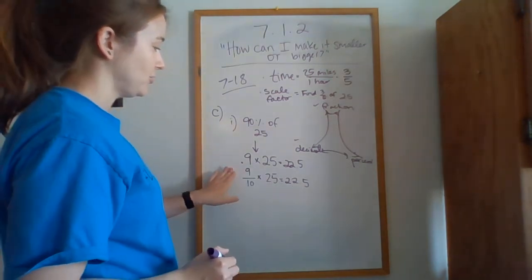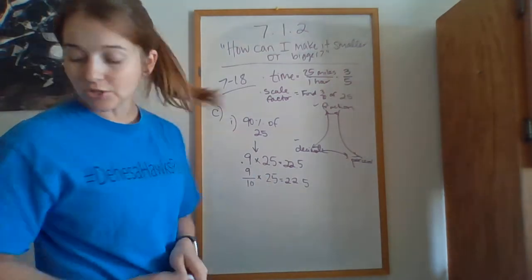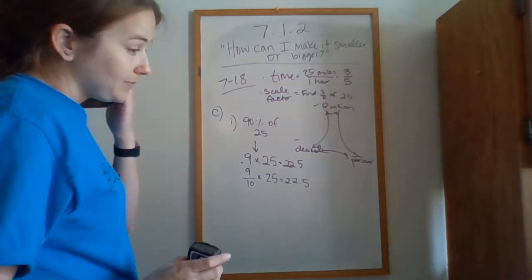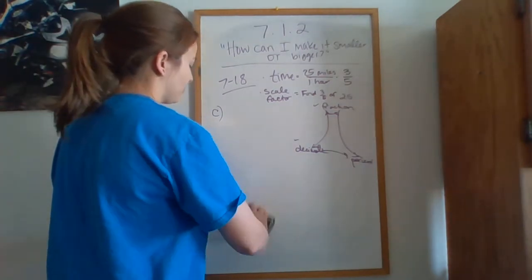Okay, so there's our two different ways of writing it, and the result is 22.5. So that's the first little sub problem of C.